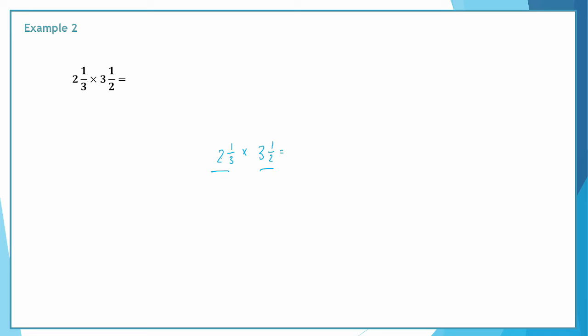So the first one, 2 times 3 plus 1 gives us 7. So that's going to become 7 over 3. And the second one, 3 and 1/2 becomes 3 times 2 is 6, plus 1 also gives us 7. So that's become 7 over 2 now. And then we can just go ahead and do a normal multiplication of fractions. So 7 times 7 is 49 over 3 times 2, which is 6.